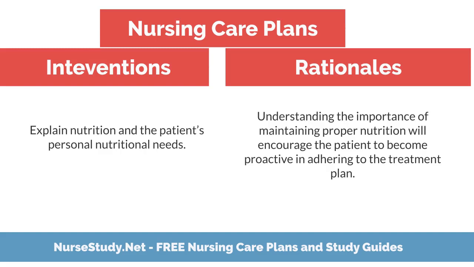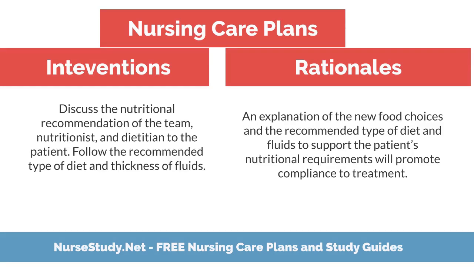Intervention. Explain nutrition and the patient's personal nutritional needs. Rationale. Understanding the importance of maintaining proper nutrition will encourage the patient to become more proactive in adhering to the treatment plan. Intervention. Discuss the nutritional recommendations of the team, meaning the nutritionist and dietitian, to the patient. Follow the recommended type of diet and thickness of fluids. Rationale. An explanation of new food choices and the recommended type of the diet and fluids to support the patient's nutritional requirements will promote compliance to the treatment.